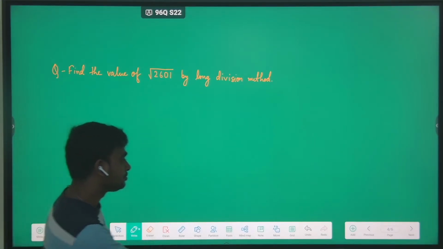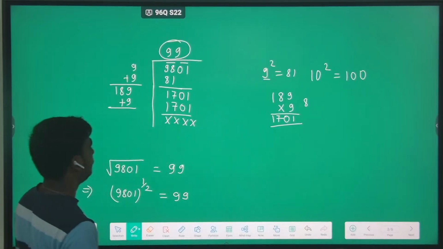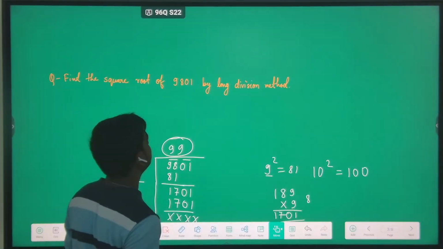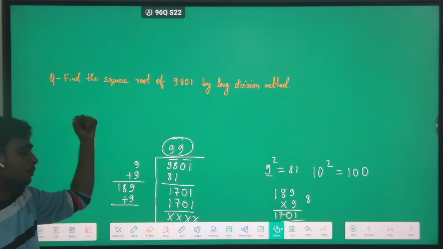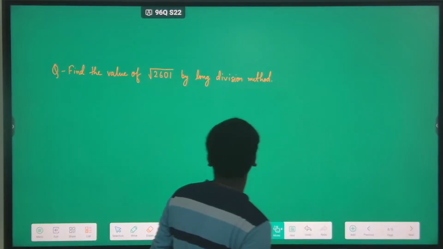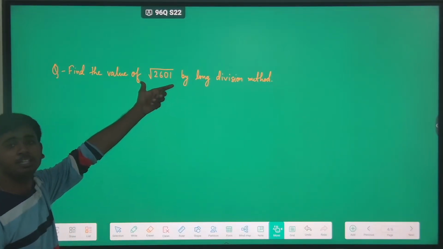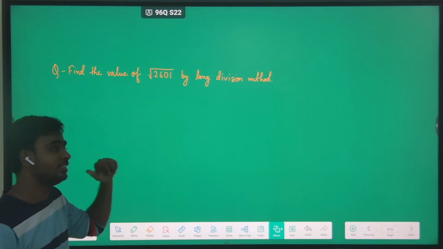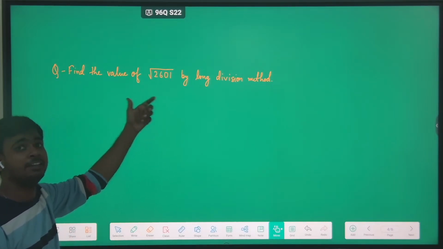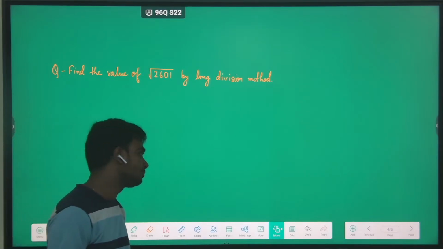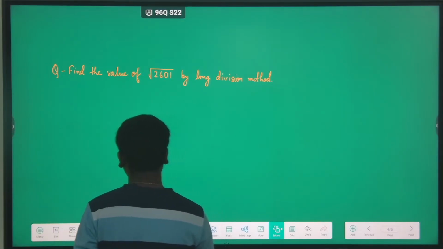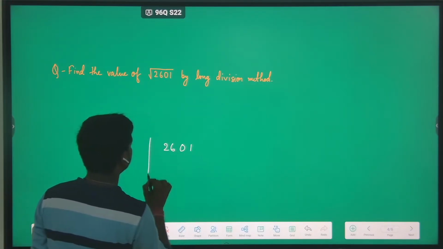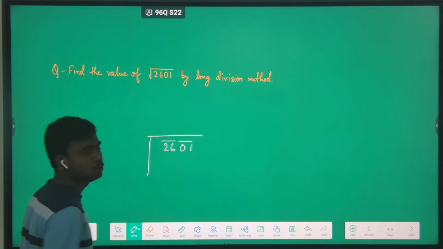So here in the previous question, we were asked to find the square root of this, in statement form. But right now, we are directly asked to find the square root of this. So this is also the square root of 2601. The same question has been asked, but in the form of symbols. So we will do the same thing. 2601 will be here. We will separate these two and these two.